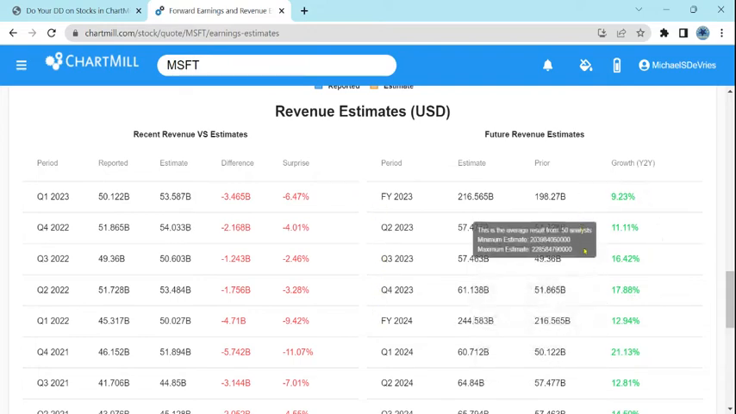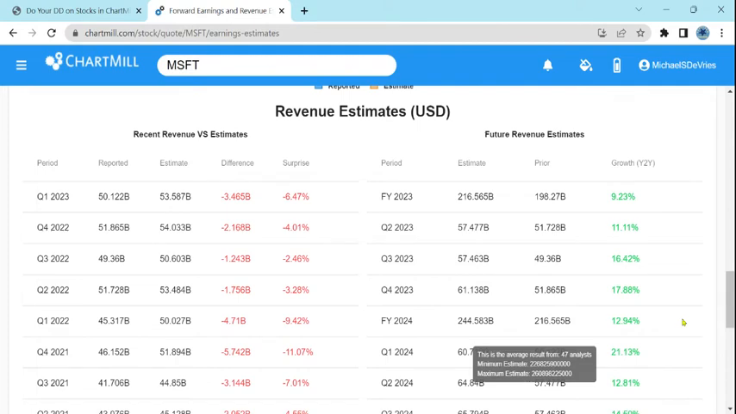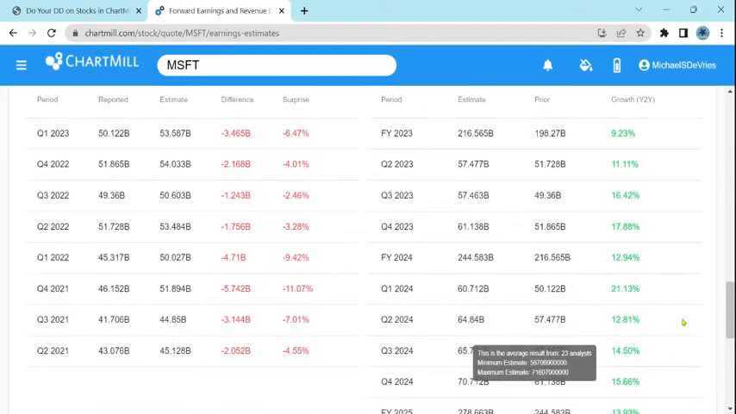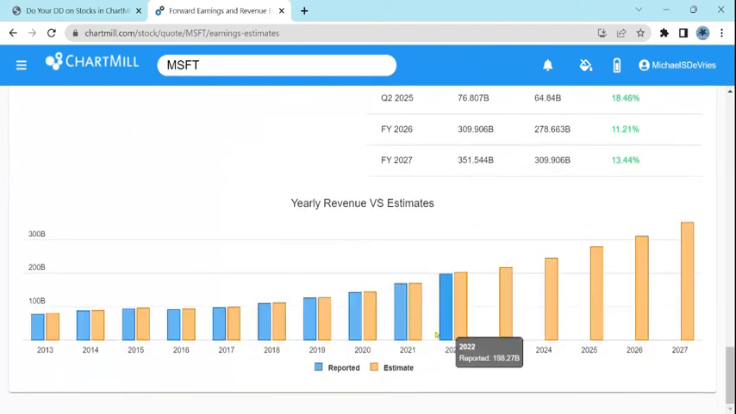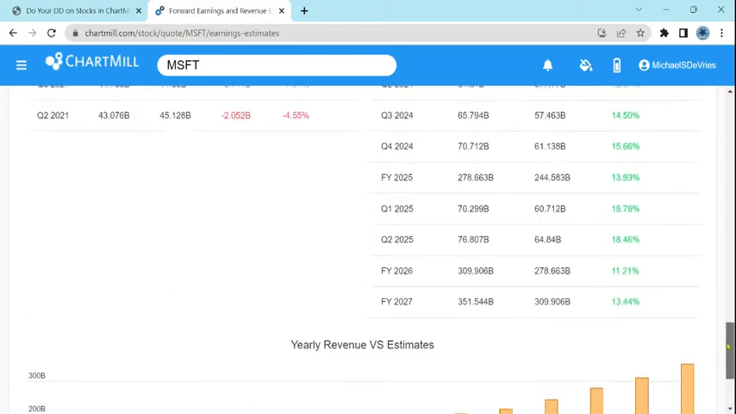Again, we can see the estimates for revenue going forward. Is it expected to increase, decrease, etc.? We're going to see that in the graph. So we get a nice yearly annual graph of their estimated revenue and how they've actually reported versus estimates. In this case, we see it's projected to continue to increase.